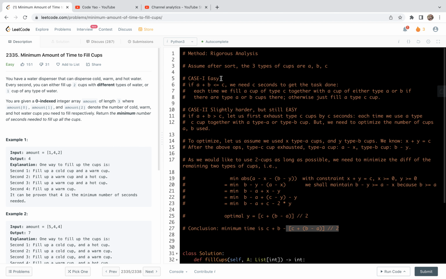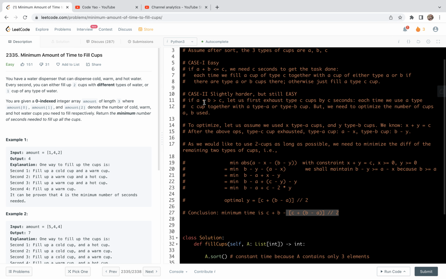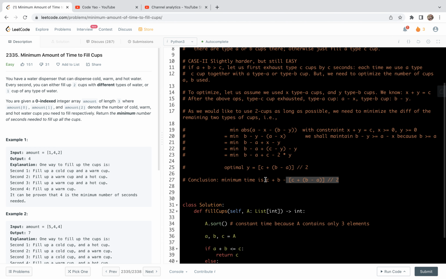Basically we sort them all from small to large, and then we distinguish two cases. One is A plus B less than or equal to C. This case is trivial. We just need C seconds. The second case is A plus B larger than C. This case needs some thought, and we find that we should use C plus B minus Y. This Y is computed from the optimization problem. That's about it for this problem.